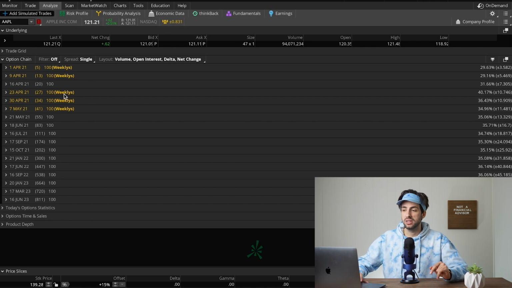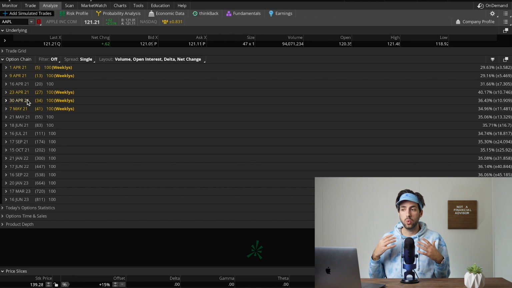You can see that there are these yellow ones that have weeklies next to it. Basically, that just means that these are not the primary expiration date for that month. You can see that the 16th of April is the primary, 21st. You can still trade these weeklies, but what you will find out in a little bit is that options don't have the volume that stocks have. And so if you are in a stock that doesn't have a whole lot of volume in the options market, you might not be able to get out or get in as easily as you would like.